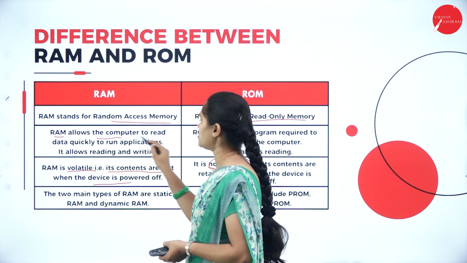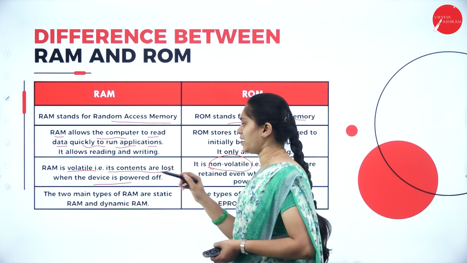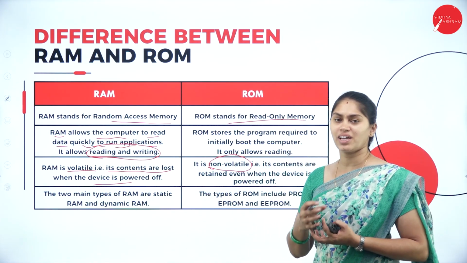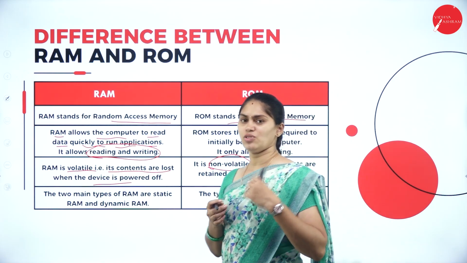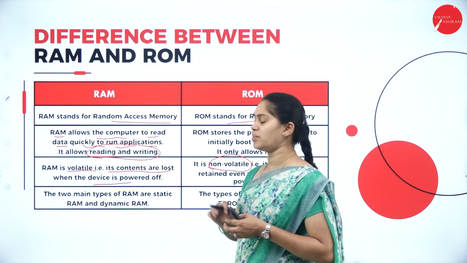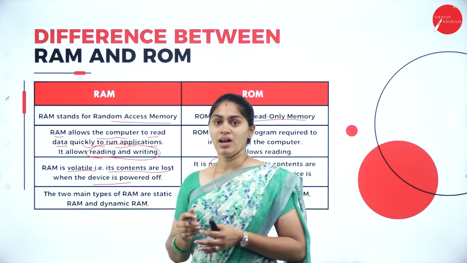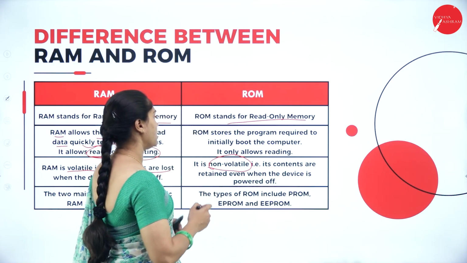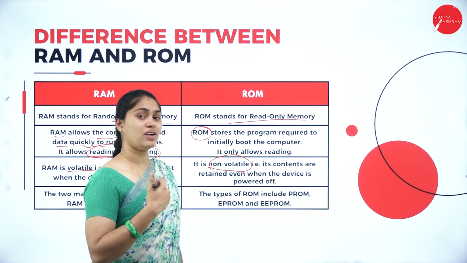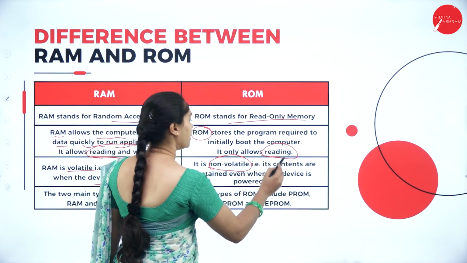And RAM allows the computer to read the data quickly in order to run the application, and it also performs reading and writing operations. So we can read the content and also give content to the computer's memory, that is RAM. We can do the operations read and write. Both can take place in the RAM. And what about ROM? As the name indicates, read only. Once we write, we can read as many times as you require. So it allows only reading.